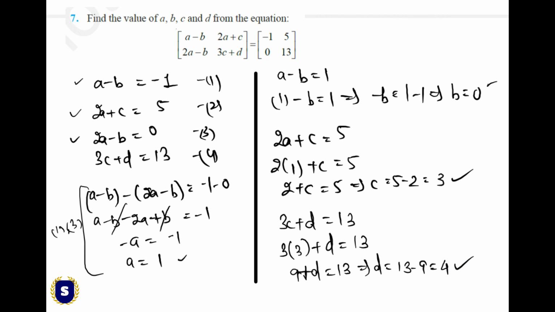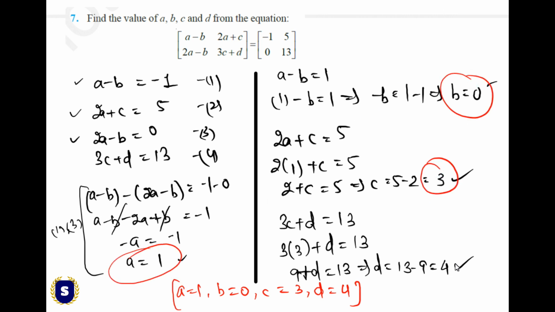So all the 4 values we have got. a is equal to 1, b is equal to 0, c is equal to 3 and d is equal to 4. Right? Let us solve our next question.